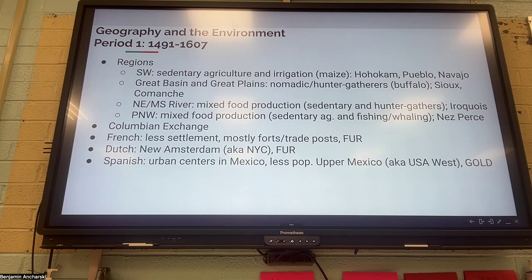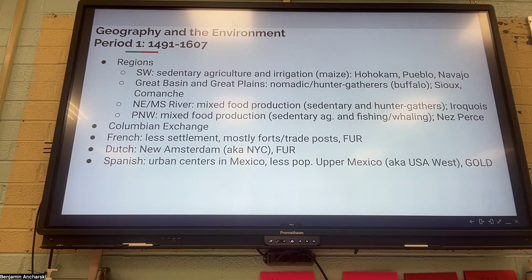Now you move over here to the northeast. This northeast region right here, aka New England, this is where the Iroquois live. And the Iroquois were predominantly a mixture of sedentary and hunter-gatherer society. So, they would have permanent locations, they would farm things like those three sisters, but they would also rely on hunting animals, especially things like beaver.